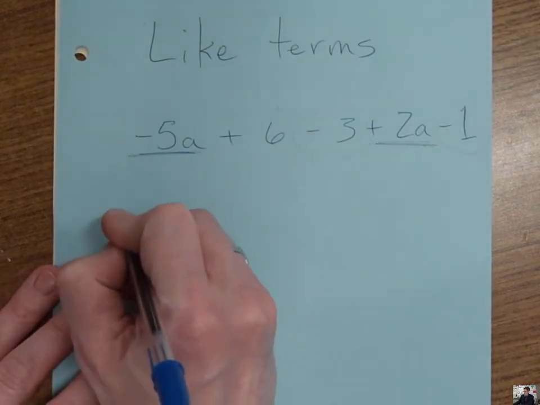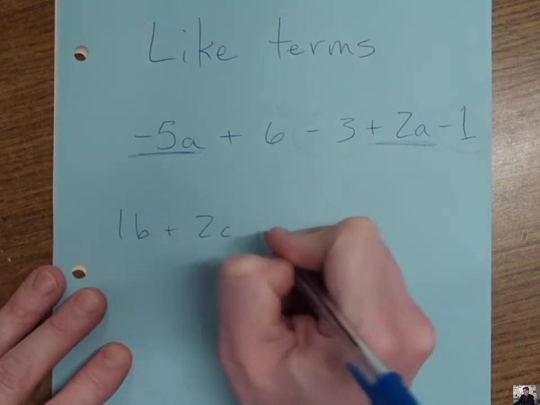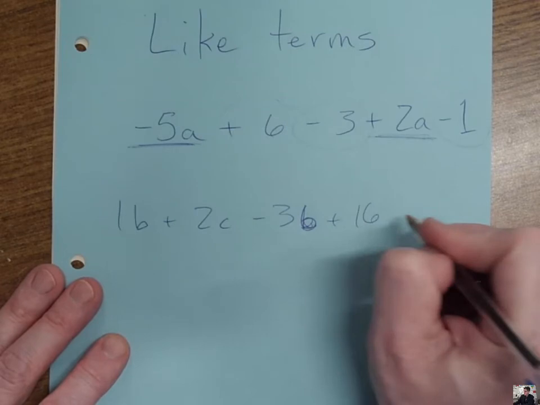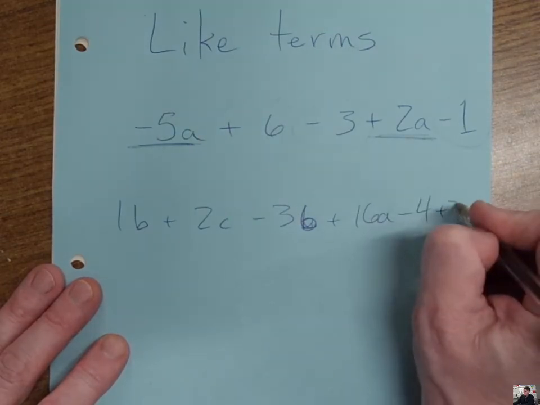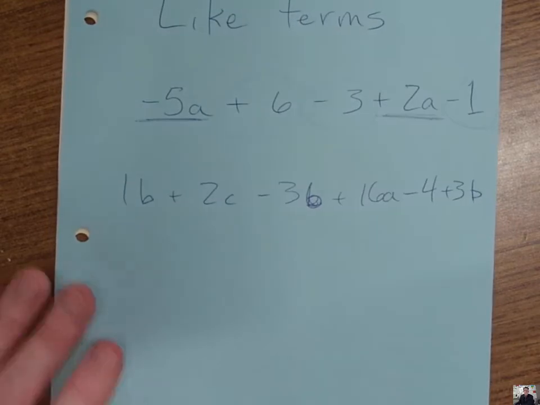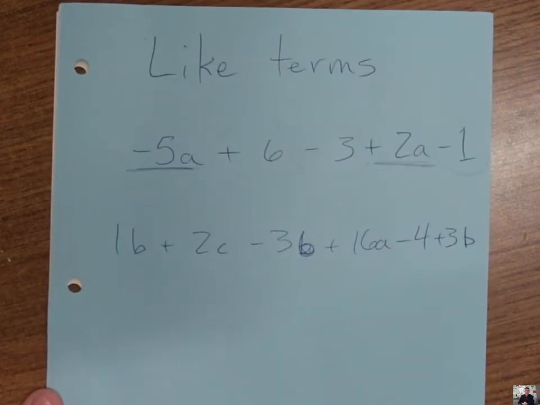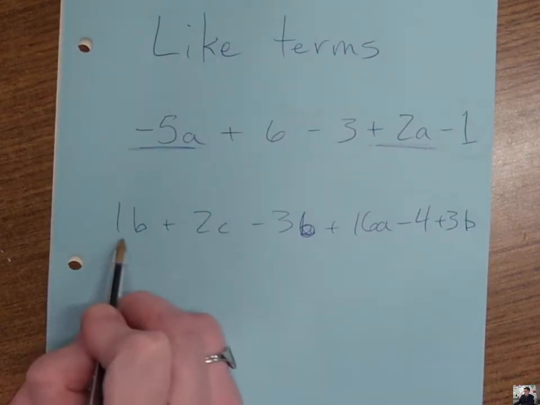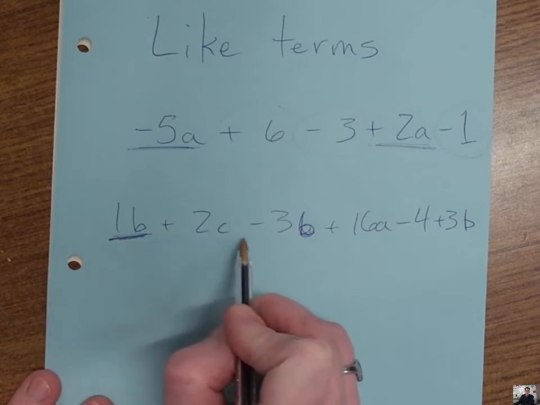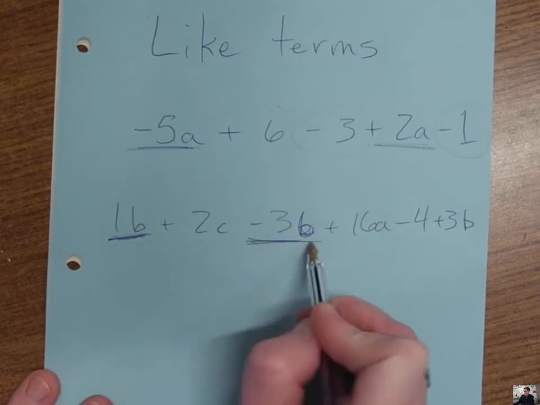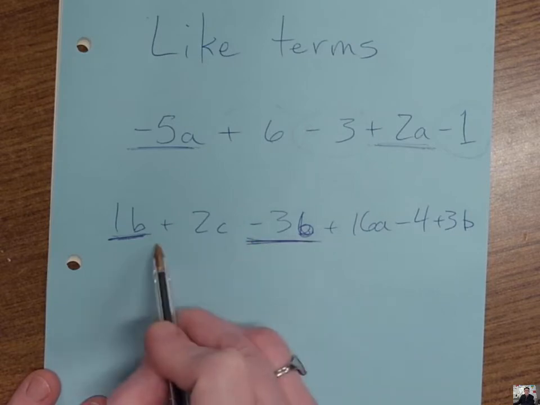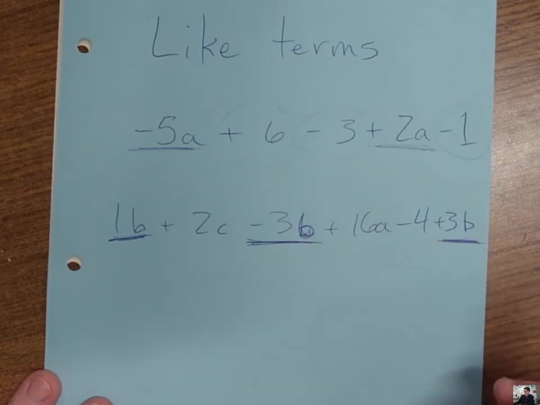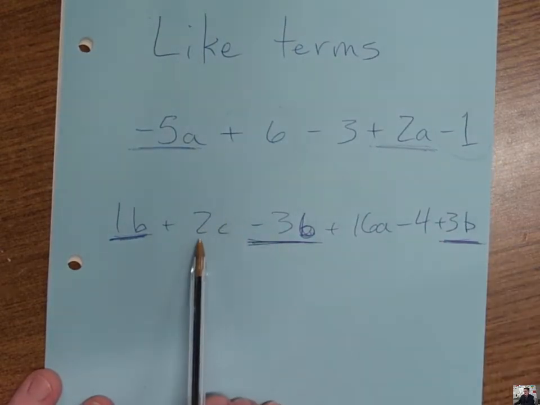If I've got 1b plus 2c minus 3b, plus 16a minus 4 plus 3b. Which of those can you put together? Not put together. Which of those are like terms? We'll talk about putting them together later, but which of those are like terms? Well, I've got this 1b. Is there anything else that goes with that? Yes, this minus 3b is like that because they are talking about the same variable. And this b over here, those are the same. Well, we've got 2c. Does that go with any of these?